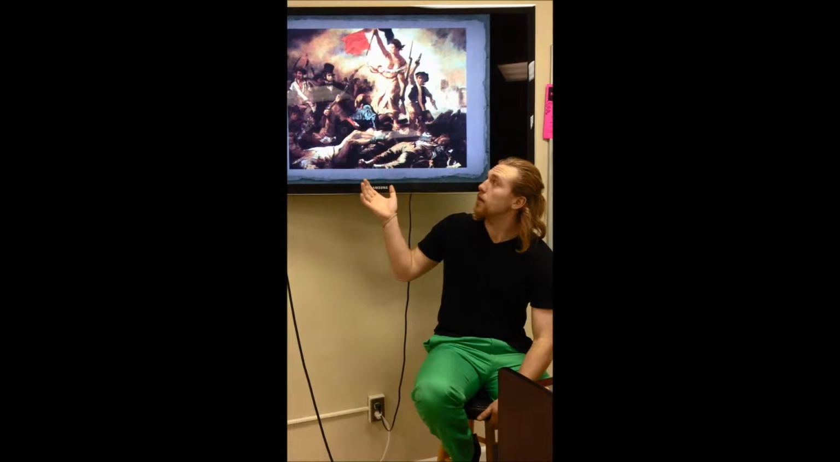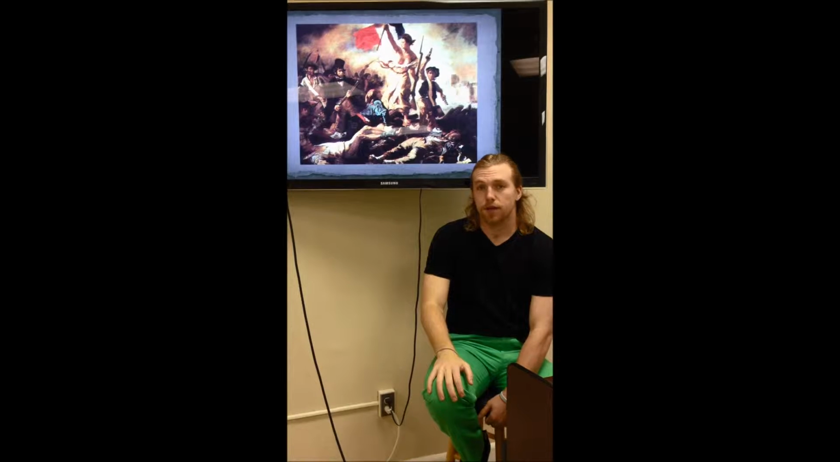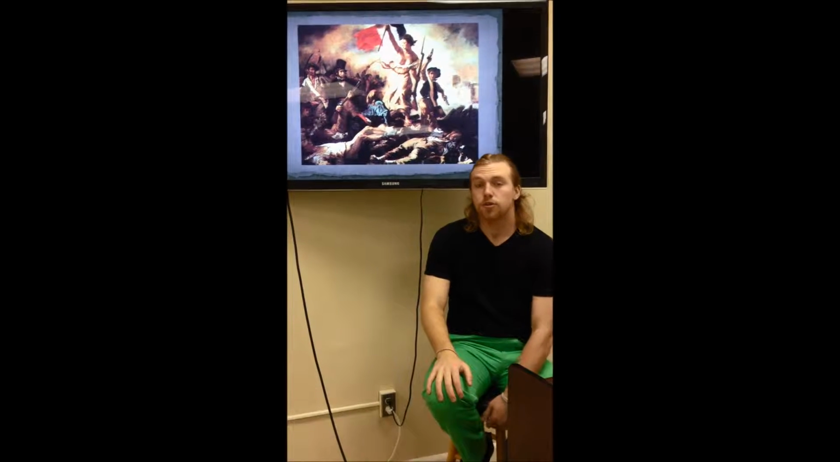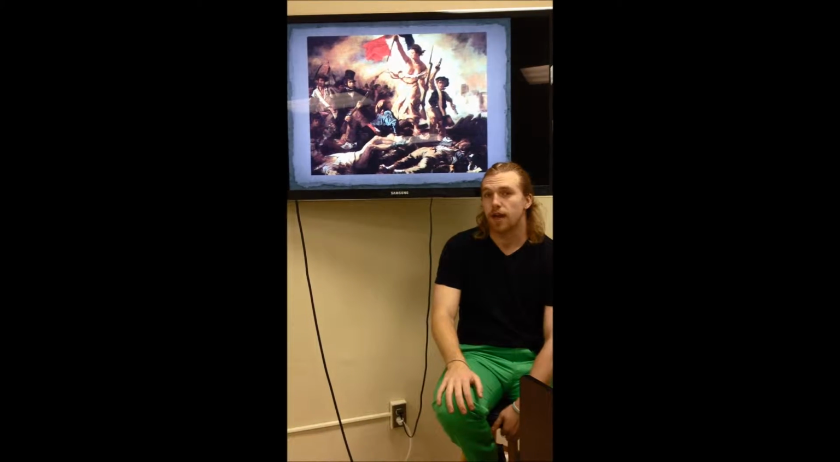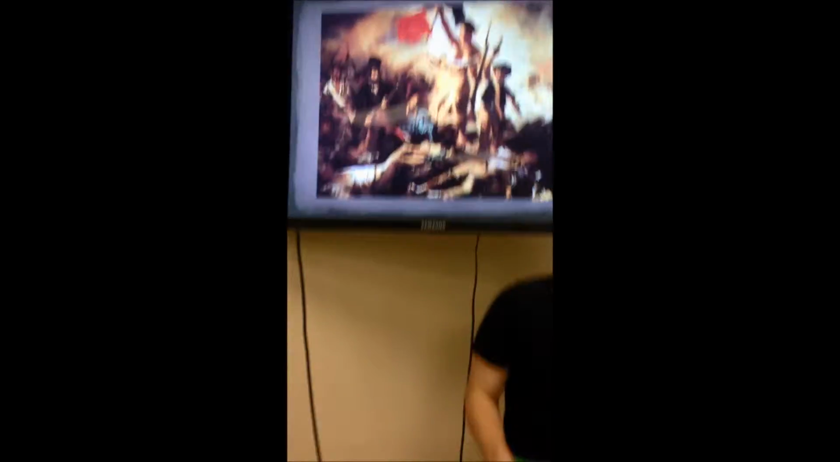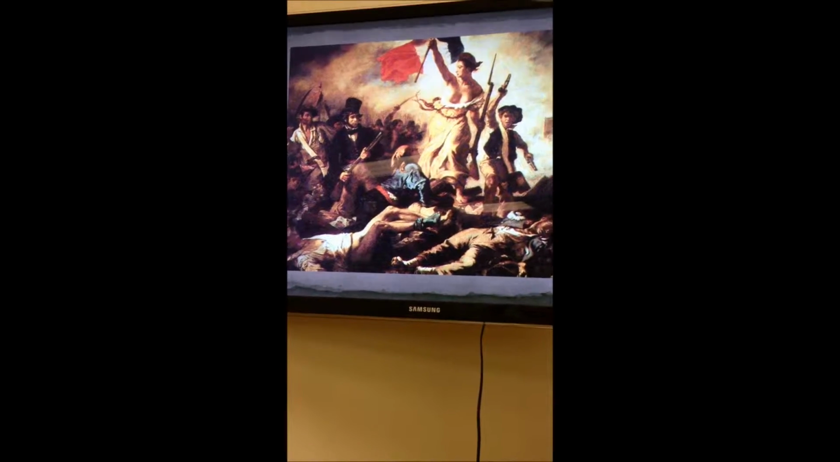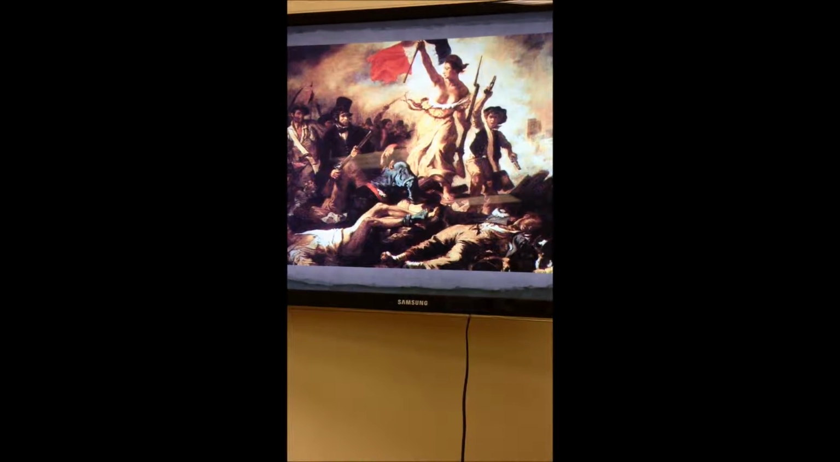This is our first painting, titled Liberty Leading the People. It was painted in 1830 by Eugene Delacroix. It was during the French Revolution. As we zoom in here, we can start seeing some of the major impacts. The painting was significant because it represented the July Revolution of 1830 in France.